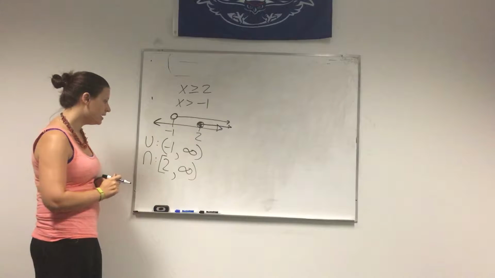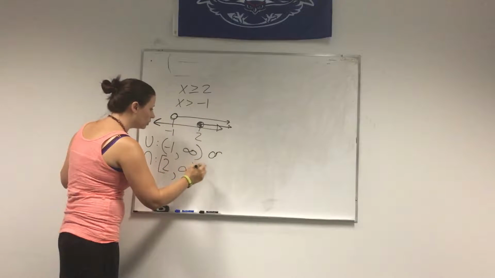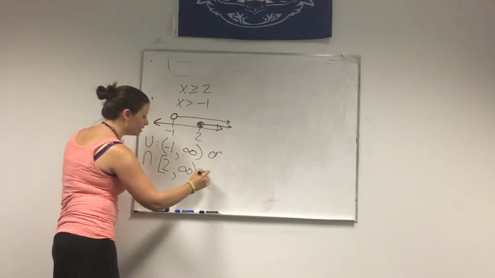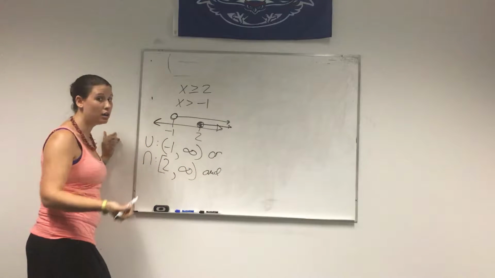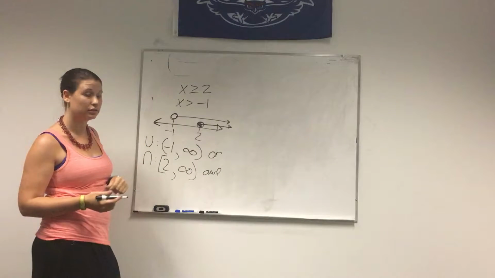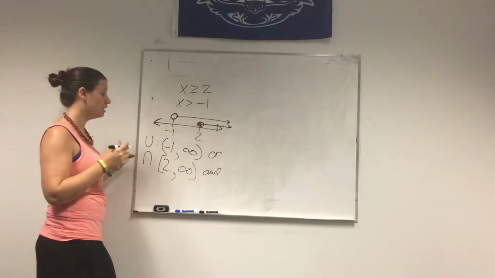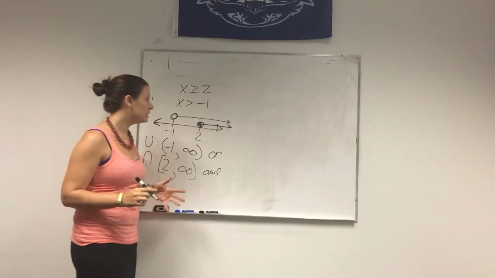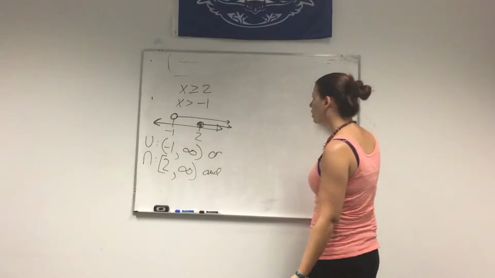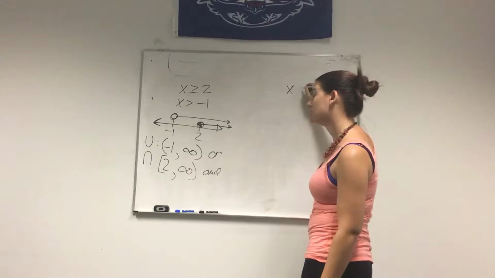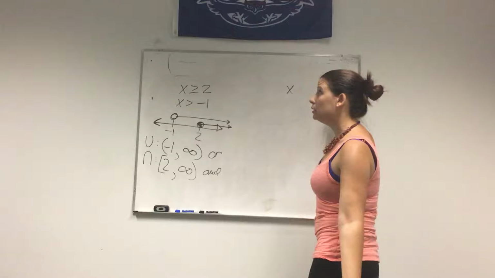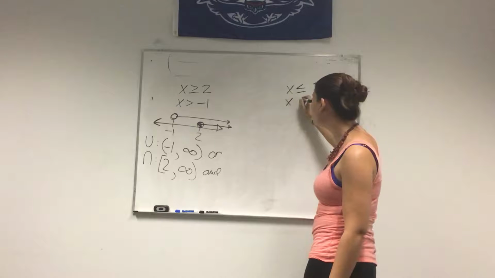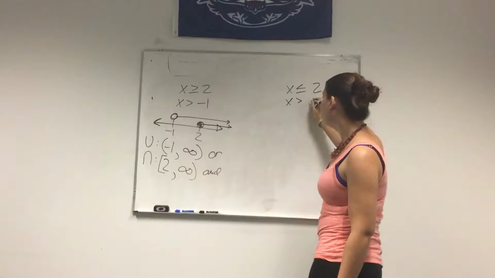Okay, so remember that union is the or, what they have from both, right? And then the intersection is the and, it's what they have in common. It's more exclusive, okay? The union is inclusive, the intersection is exclusive, okay? So, now let's think about a different set of inequalities. So say we had x is less than or equal to 2 and x is greater than 1.